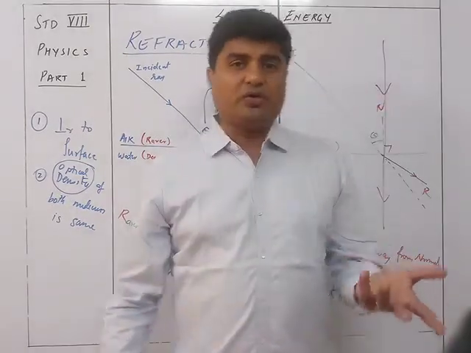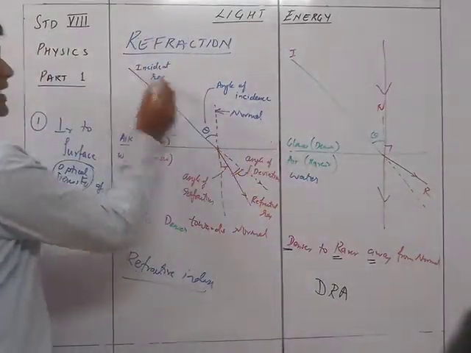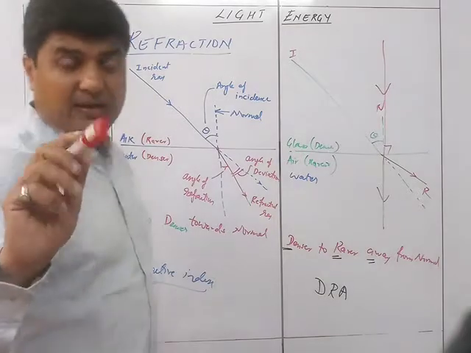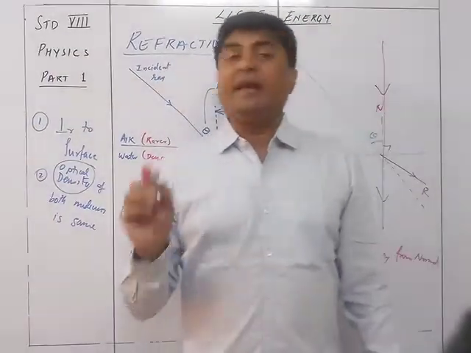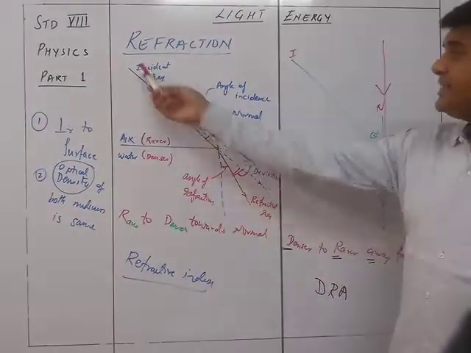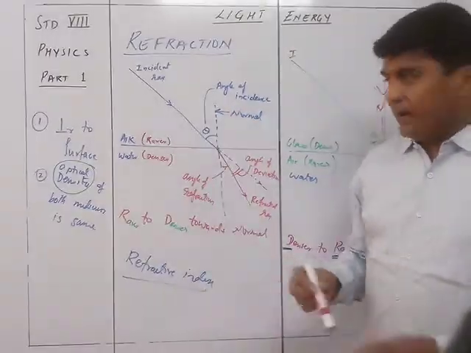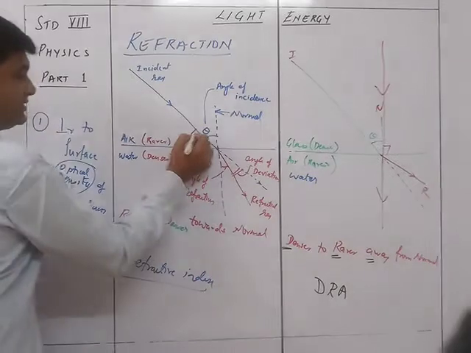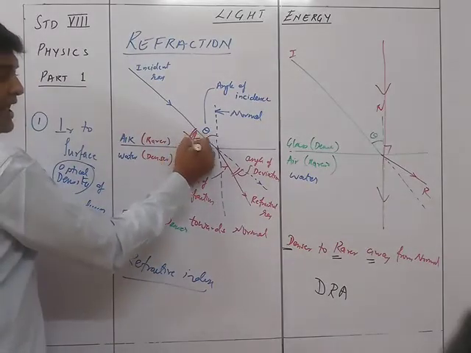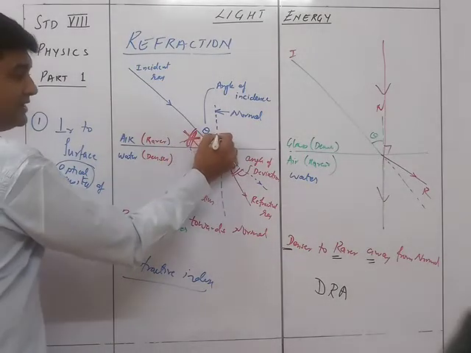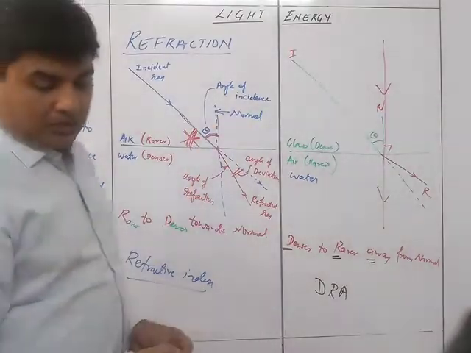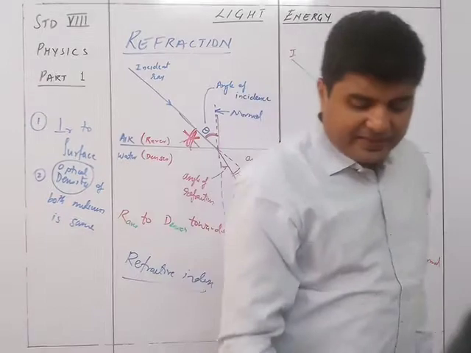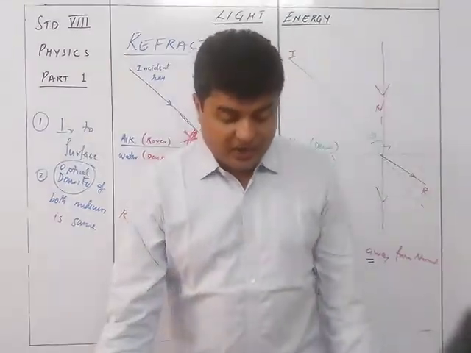Angle of incidence, of course, is the angle between the normal and the incident ray. Now remember this thing. The angle of incidence is between the normal and the incident ray. It is not between the surface and the incident ray. It is not this angle. It is not this angle. It is this angle. This is the angle between the normal and the incident ray. So the angle between the incident ray and the normal is called the angle of incidence.